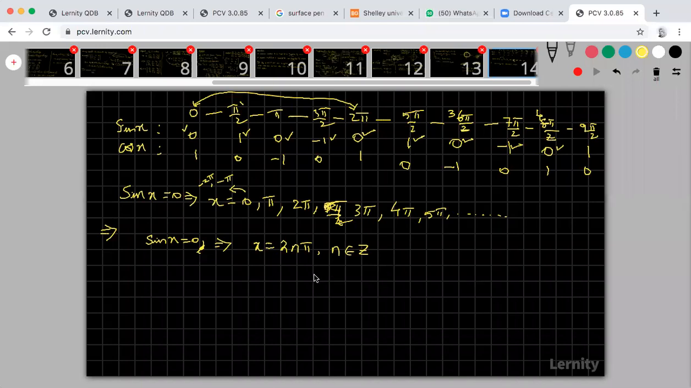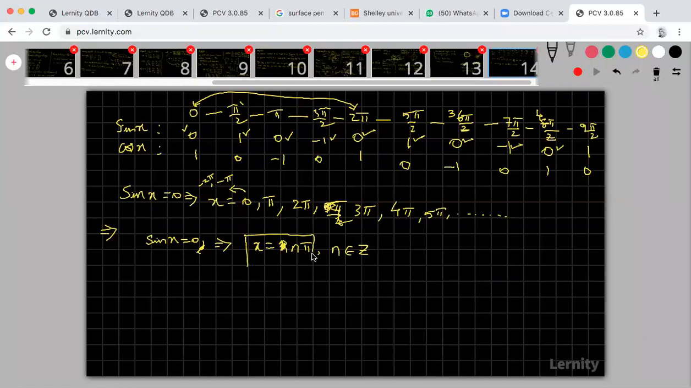If n is 0, x is 0. If n is 1, you will get 2 pi. I'm sorry, it is not 2 pi, it is 1 pi only. Because if n is equal to 1, you will get 1 pi. n is equal to 2, 2 pi. n is equal to 3, 3 pi. n is equal to 4, 4 pi. n is equal to -1 means -1 pi. n is equal to -2 means -2 pi. So therefore, if x is equal to n pi, n belongs to Z, which implies sin x is equal to 0. Or sin x is equal to 0, which implies you conclude that x is equal to n pi.